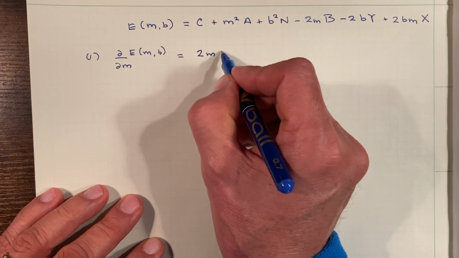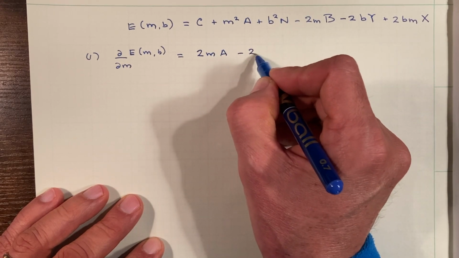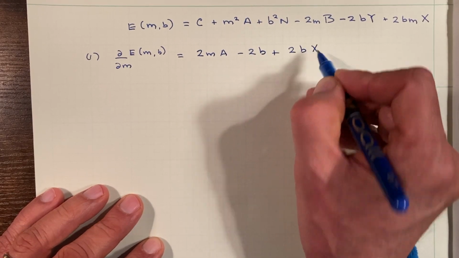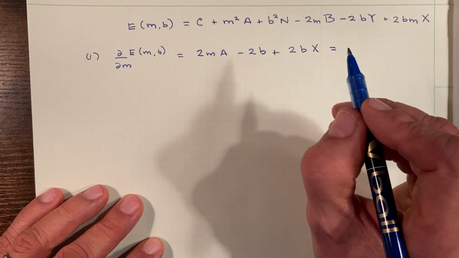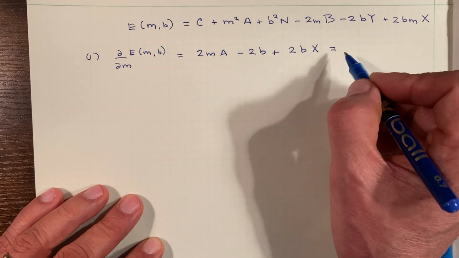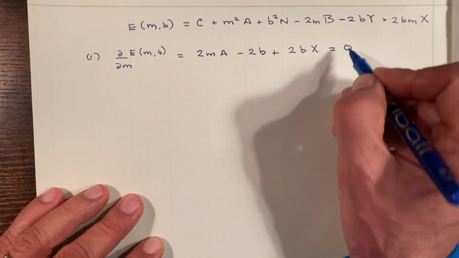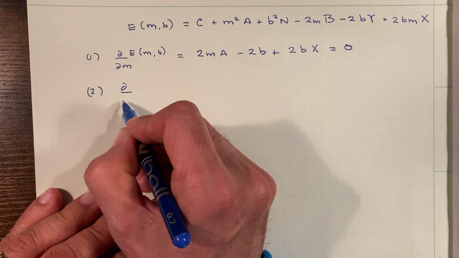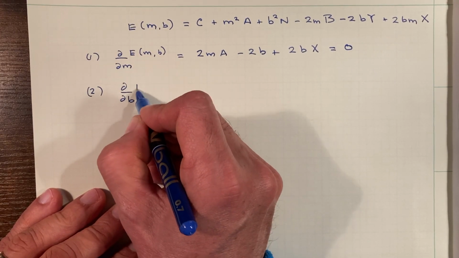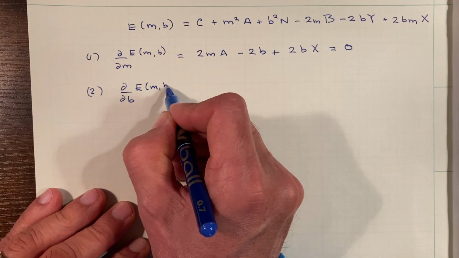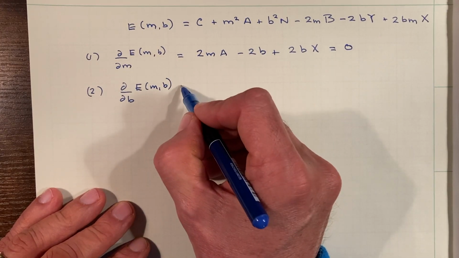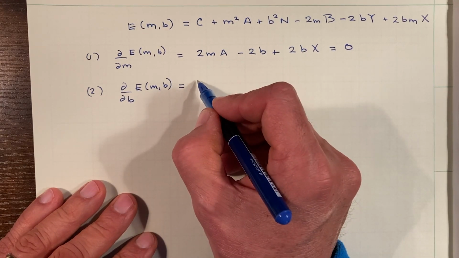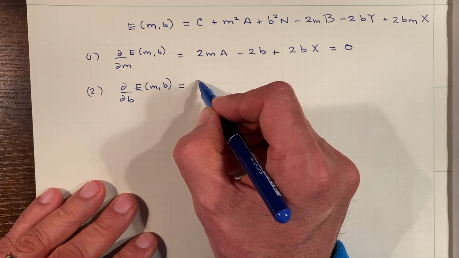This becomes 2ma minus 2b plus 2bx. And since we're looking for the least error, or an extremum, we're going to go ahead and set that equal to 0. Similarly, we take the partial with respect to little b of our function. So we're optimizing our line essentially to make it fit in an optimum way with least errors the data points, the line made by the data points.